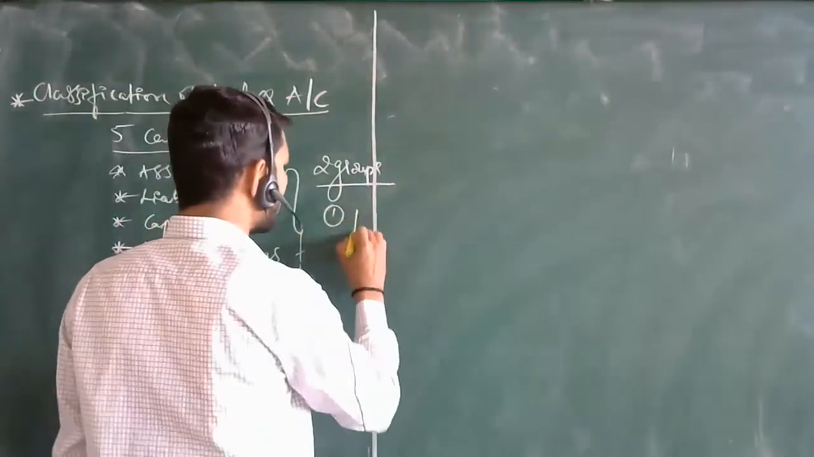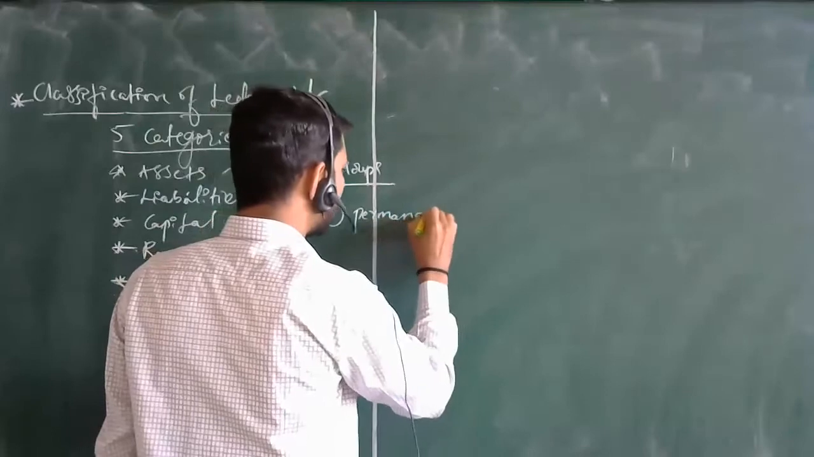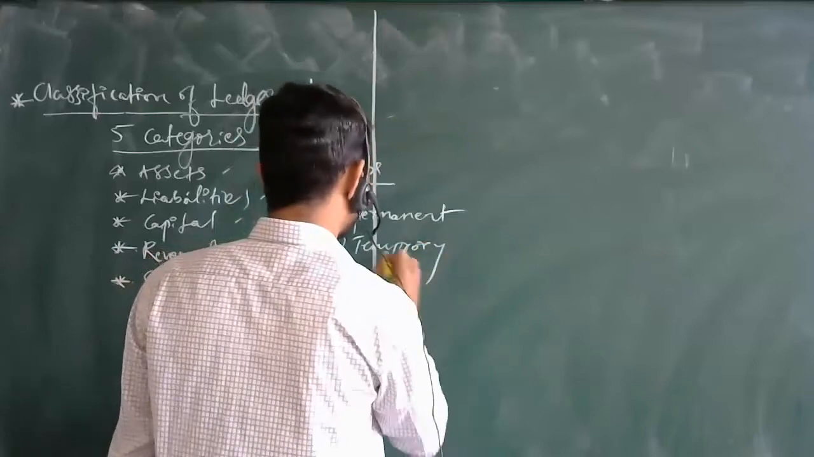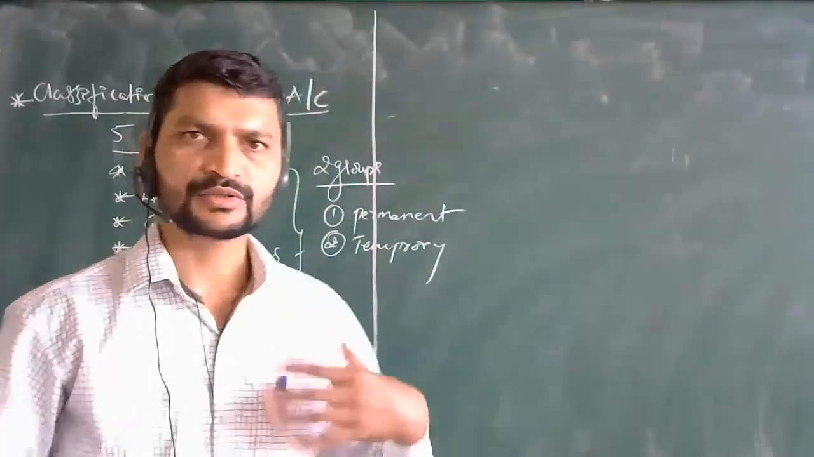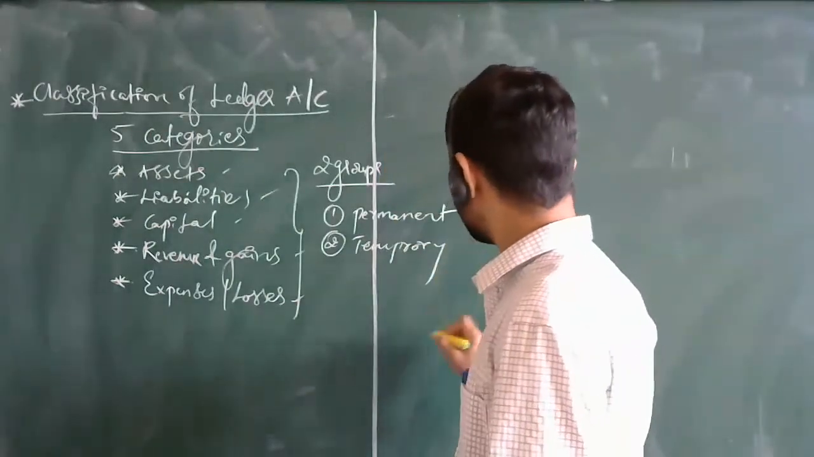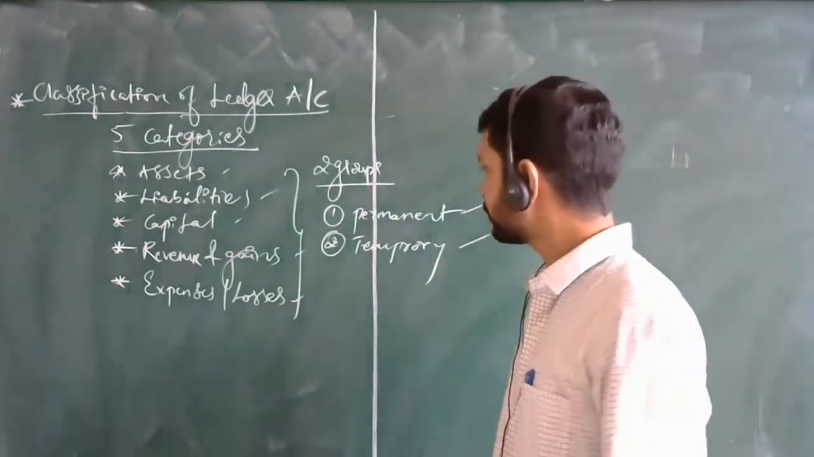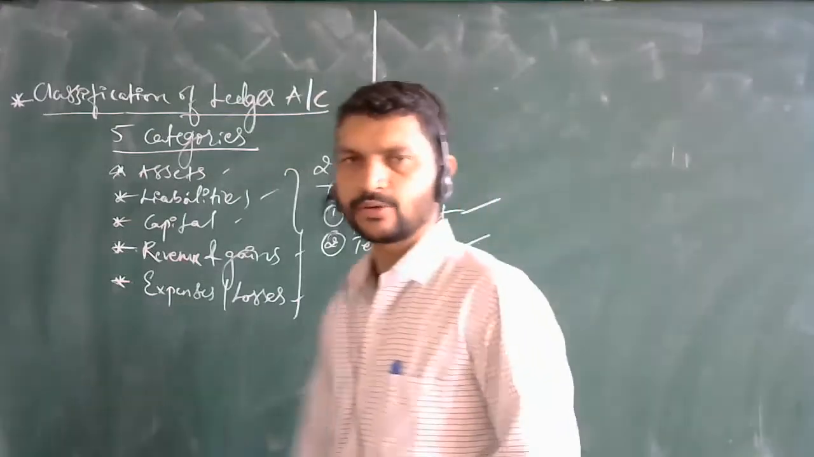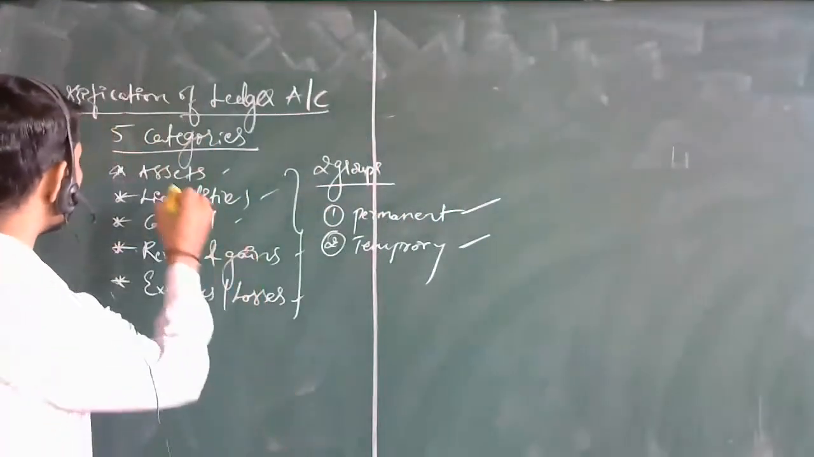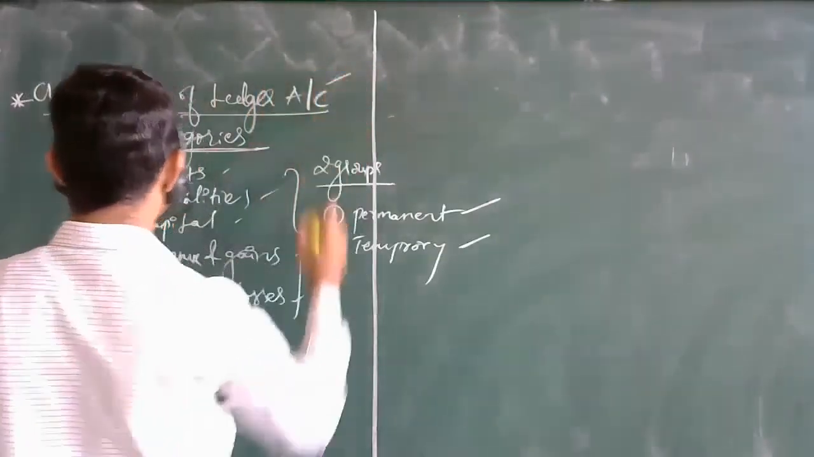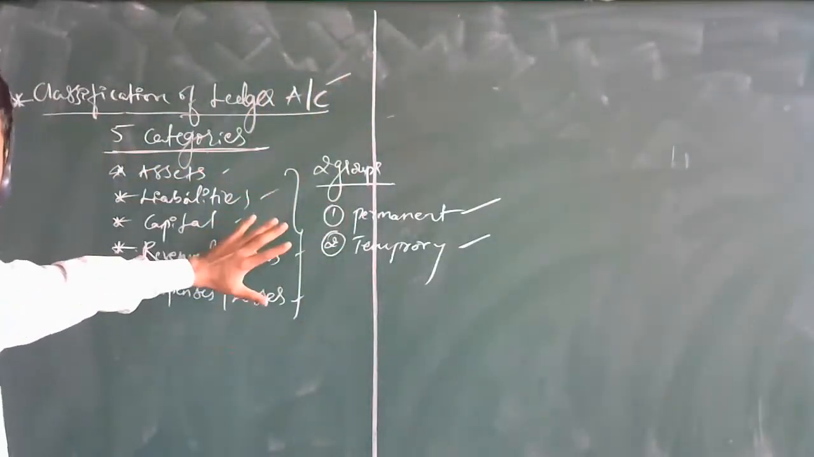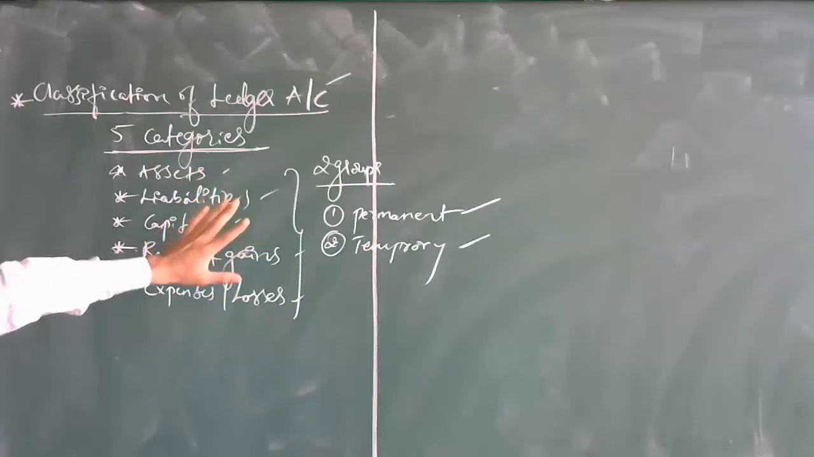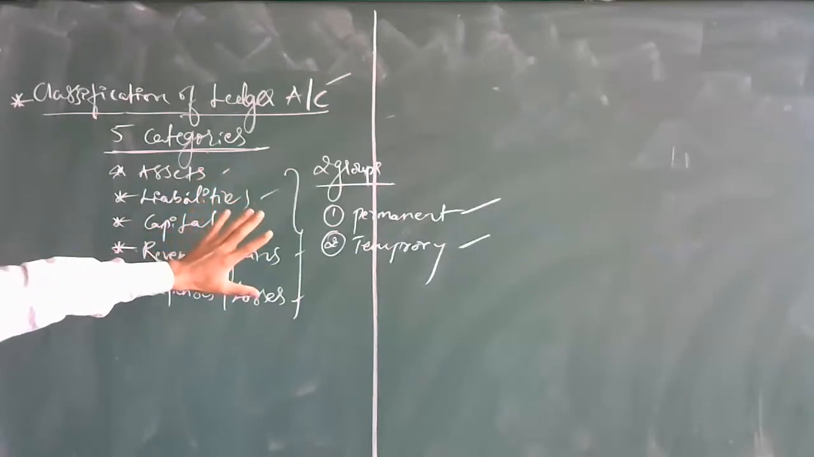The first one is the permanent group, and the second one is the temporary group. Whatever transactions take place are permanent and temporary also. The two groups we are going to see now are the permanent groups and the temporary groups. We classify these ledger accounts under 5 categories, and after this we further put them into two groups: one is permanent and one is temporary.